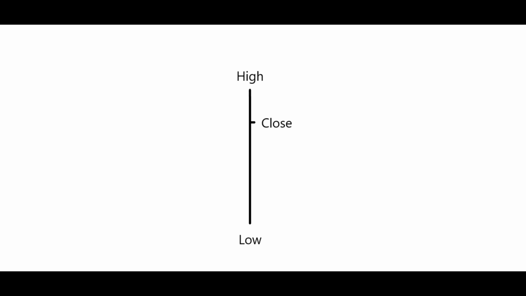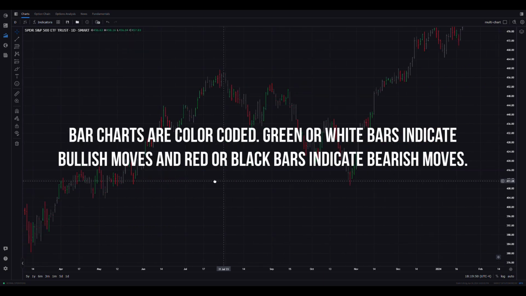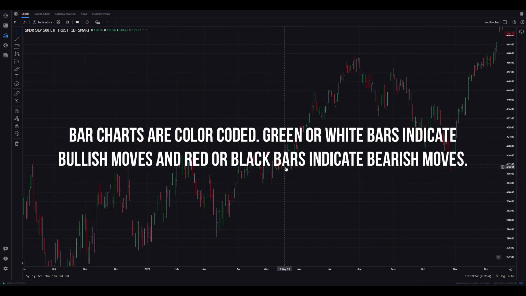The top of the vertical bar represents the highest price reached during the time period, the bottom represents the lowest price, and the right horizontal line represents the closing price. The vertical line is often referred to as the wick or shadow, while the horizontal lines are sometimes called ticks or bars. Bar charts can be color-coded to visually distinguish between bullish and bearish price movements.